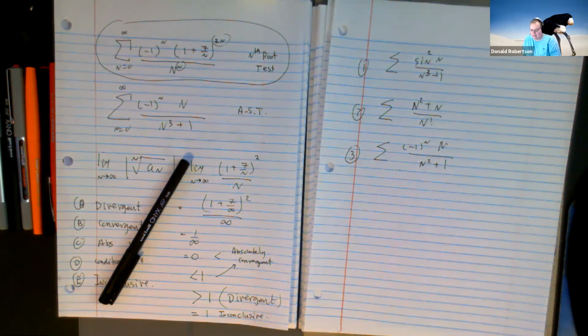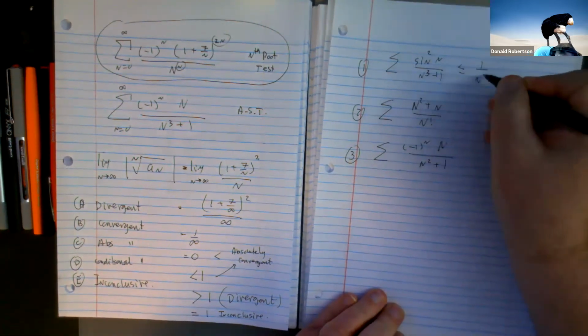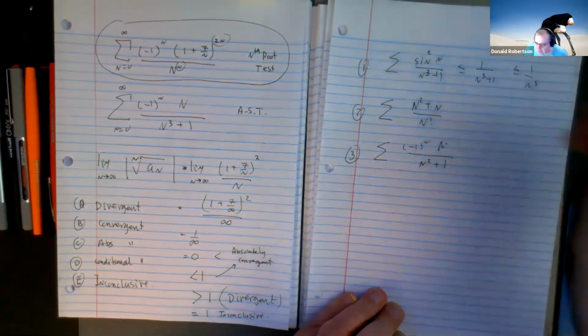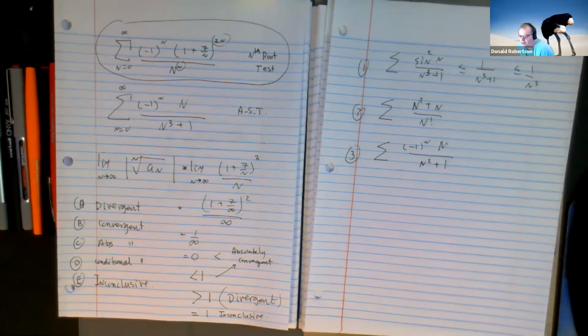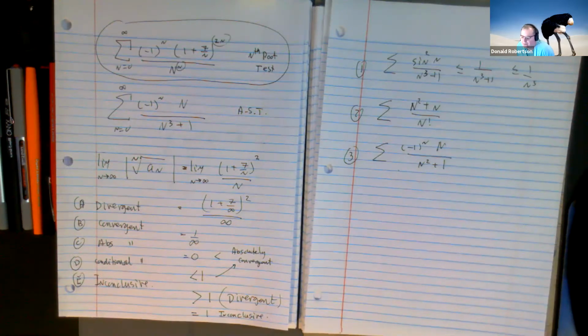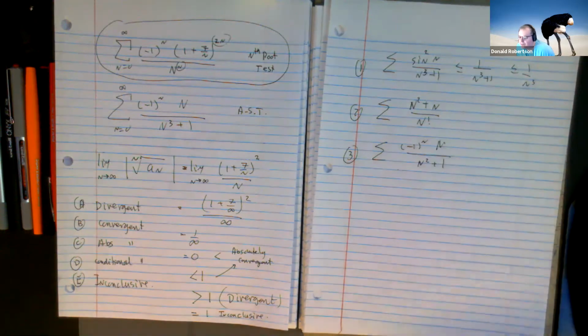Comparison test? Yes, not the limit comparison test, but the comparison test. You would do the comparison test by proving that this guy was less than that guy, which was less than that guy. In which case, if you're less than a converger, you converge. And that again would be a really good multiple choice question, because you can do a comparison really quickly. And hopefully you recognize that as a P series, P equals 3, so it converges.